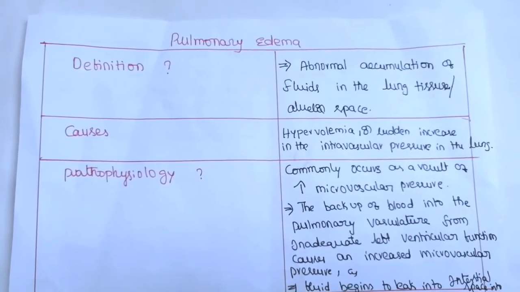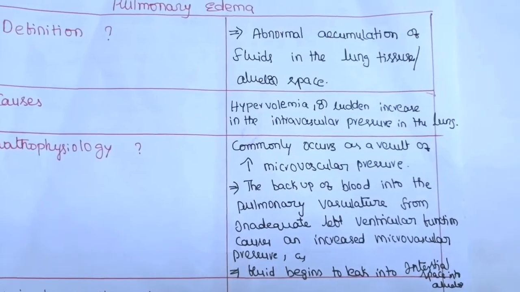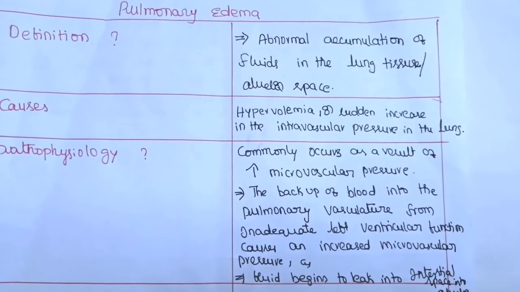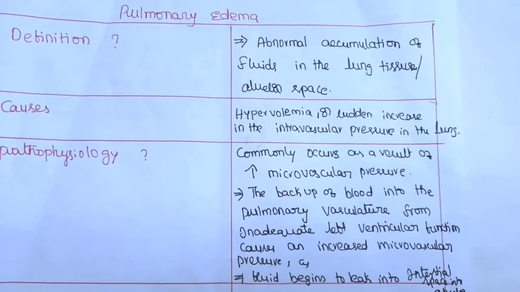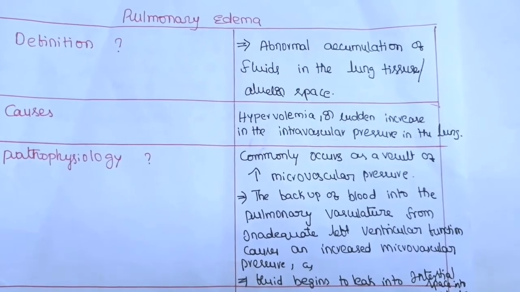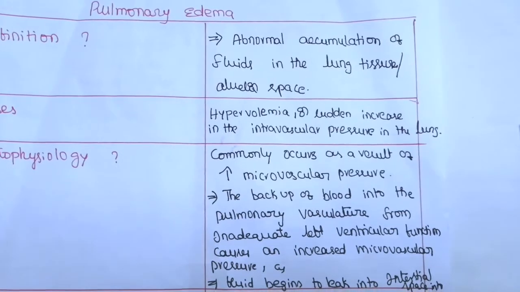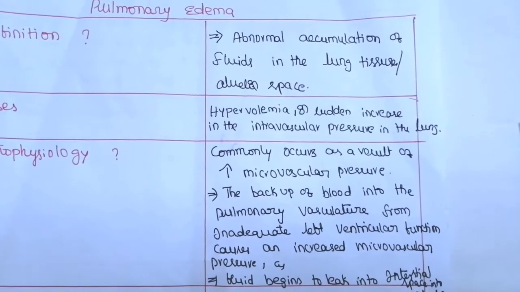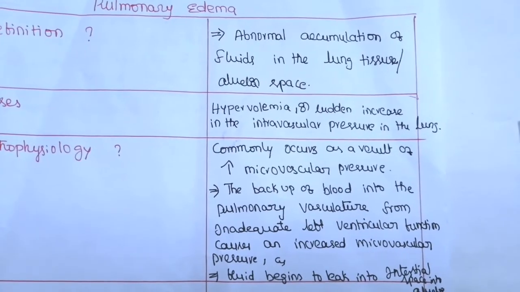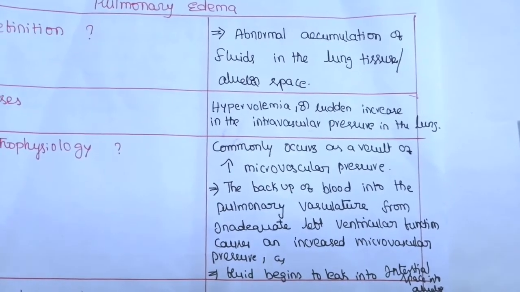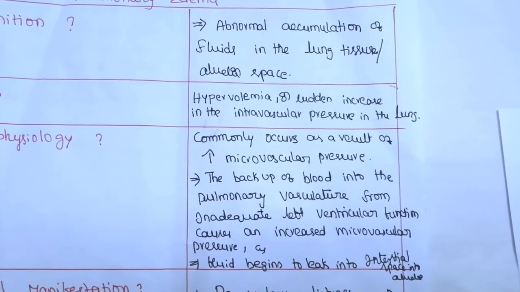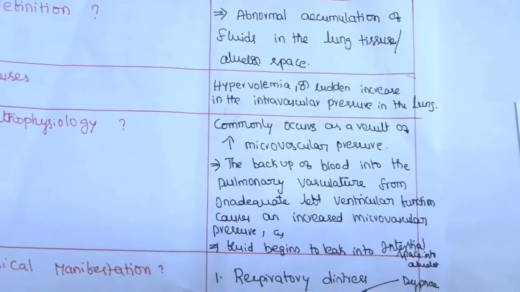In the third box is pathophysiology. If you write the pathophysiology like a flow sheet, you will memorize it very easily and it will help you a lot during your examination. It's easy to catch the points if you write them like a flow sheet. It commonly occurs as a result of increased microvascular pressure. The backup of blood into the pulmonary vasculature from inadequate left ventricular function causes increased microvascular pressure, and fluid begins to leak into the interstitial space and into the alveoli.